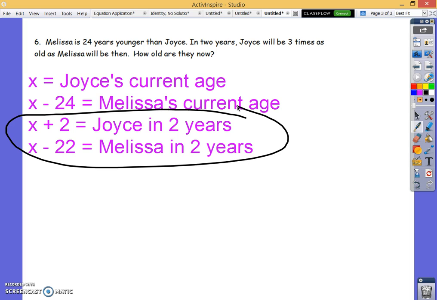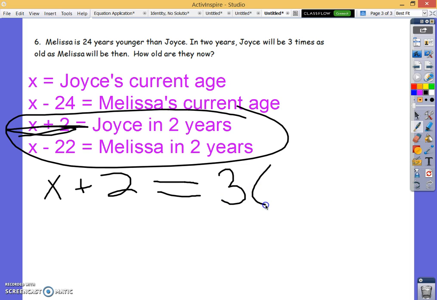Okay, so now it says in 2 years, so we're using these. In 2 years, Joyce will be 3 times as old as Melissa. Now remember, Joyce is the old one, Melissa's the young one. So to make them equal ages, we're going to have to multiply Melissa's age by 3. So in 2 years, this person, Joyce, x plus 2, however old she is, will be the same as Melissa times 3. She'll be 3 times as old as Melissa. So we need to do 3 times, and I need to use a quantity symbol because Melissa is that entire chunk. Okay, I want you to finish off the problem and solve it, and then finish off the worksheet as well.